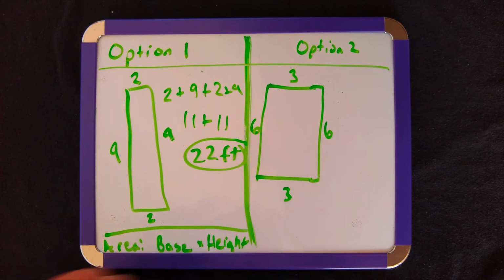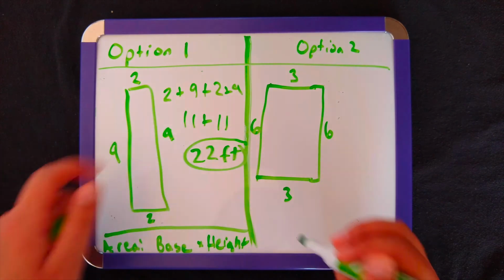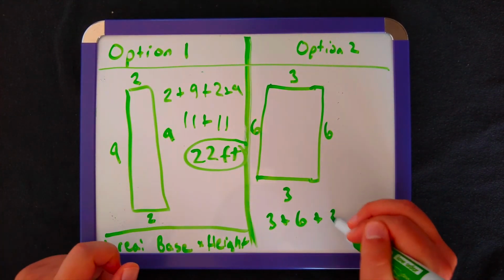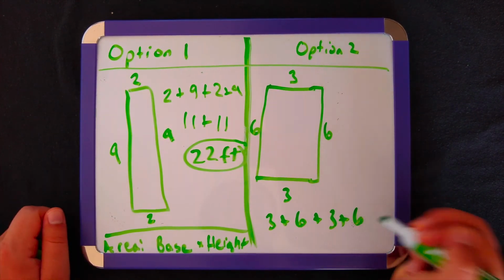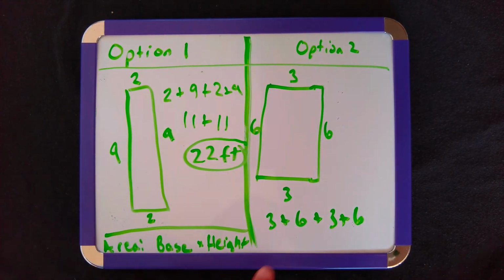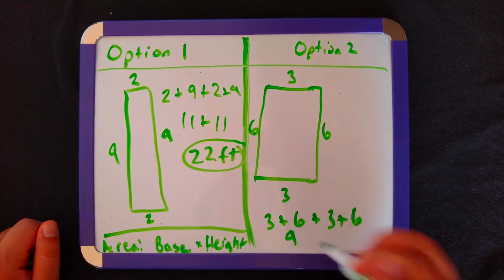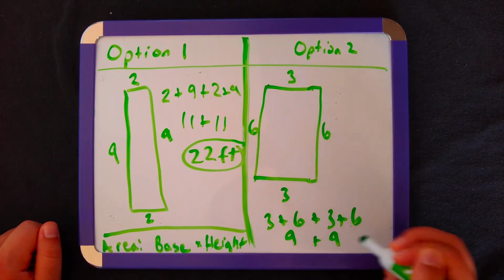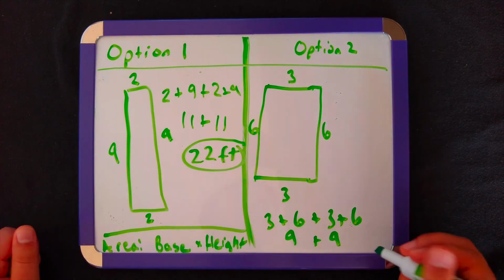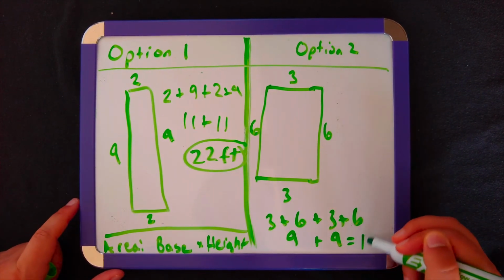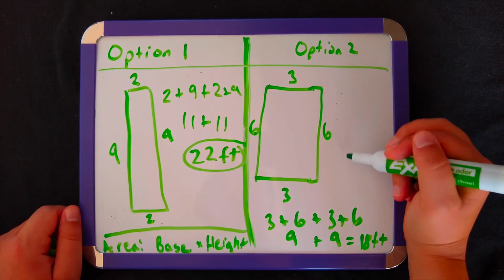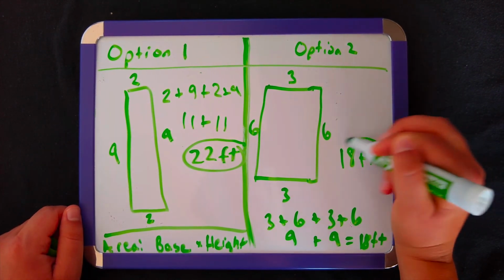Now let's find the perimeter of option 2. We have 3 plus 6 plus 3 plus 6. And these are all in feet. Now, what is 3 plus 6? You're right, that's 9. And then what is 3 plus 6 again? 9. What is 9 plus 9? You're right, 18. And this is in feet. So the perimeter of option 2 is 18 feet.